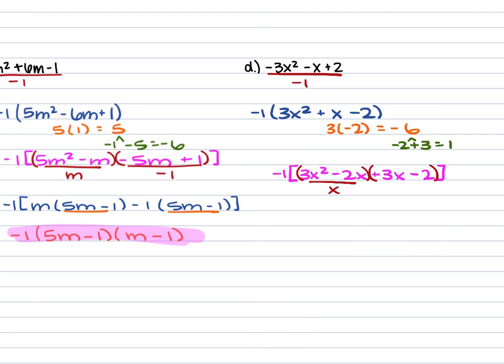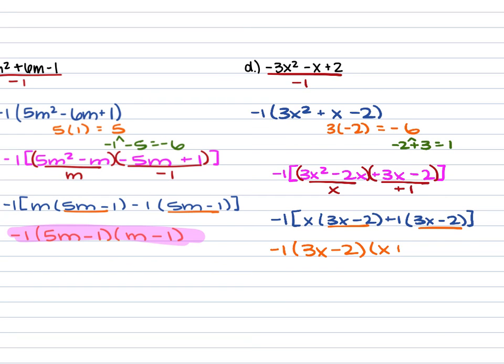We're going to factor out an x from the first set of parentheses, and we'll factor out a positive 1 from the second. So again, we rewrite as negative 1 times x times 3x minus 2 plus 1 times 3x minus 2. Our two sets of parentheses are the same. So we have negative 1 times 3x minus 2 times x plus 1.